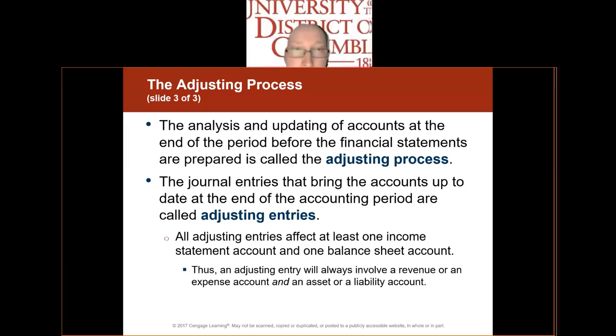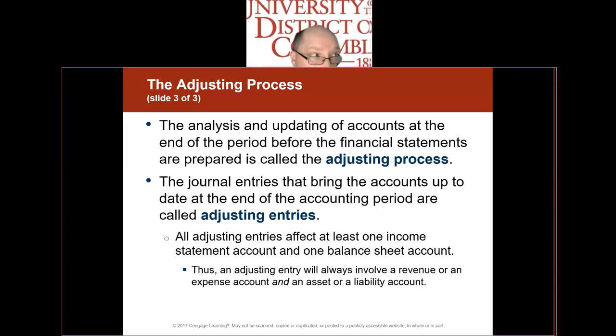Okay. So let's talk a little bit more about the adjusting process. The analysis of updating the accounts at the end of the accounting period before financial statements are prepared is called the adjusting process. So essentially what's happening here is that I am making the adjusting entries into the accounting system at the end of the accounting period before I develop my income statement, balance sheet, and statement of cash flows. That's the adjusting process. Adjusting entries are those journal entries that bring the accounts up to date at the end of the accounting period.